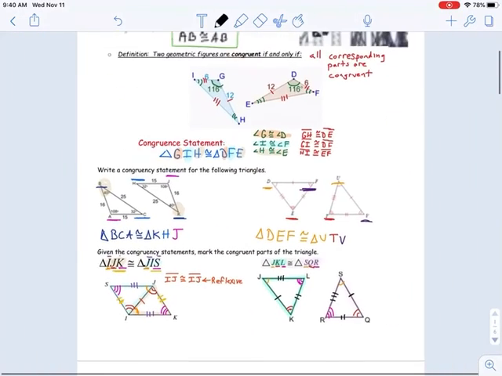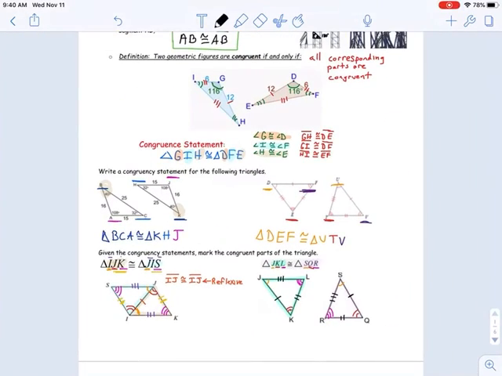So this is just really interpreting a congruency statement, knowing that congruent corresponding parts are congruent, and all that stuff right there. All right, this is really just the foundation for the rest of this unit.